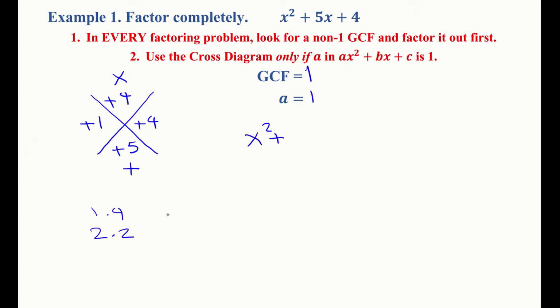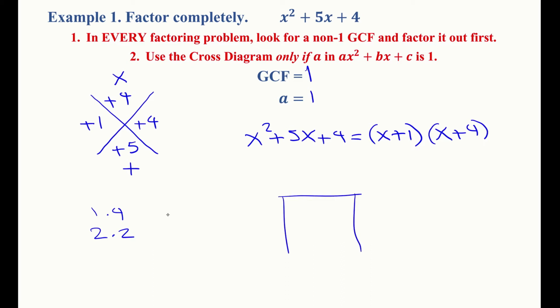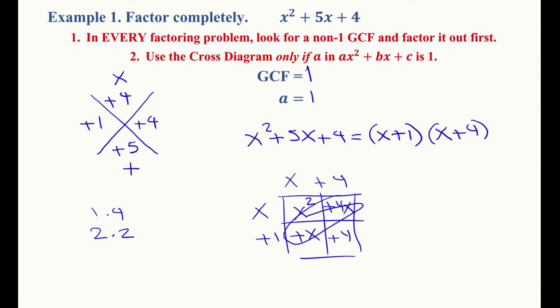So we write x squared plus 5x plus 4. We factor it as x plus 1 times x plus 4. And it's easy to check to make sure you've done it correctly. You can just quickly multiply x plus 1 by x plus 4. Notice you get x squared plus 4x plus x plus 4. These combine to give us the 5x, so we've done it correctly.